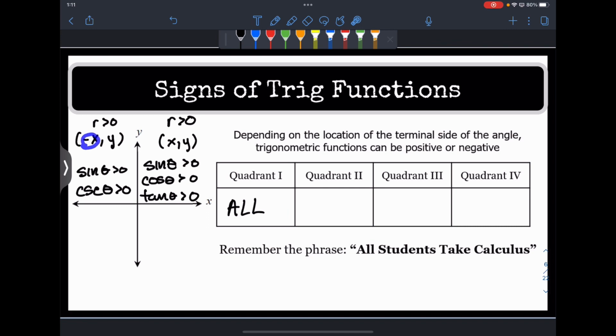Cosine divides a negative x by a positive r, so that's going to be a negative number. And then, again, tangent divides a positive y with a negative x, giving us a negative number. So in quadrant number 2, the only thing that is going to be positive is sine, and of course, the reciprocal, cosecant. In quadrant number 3, since both x and y are going to be negative, then the only thing that's going to be positive here is tangent, because only tangent divides a negative with a negative. And of course, its reciprocal.